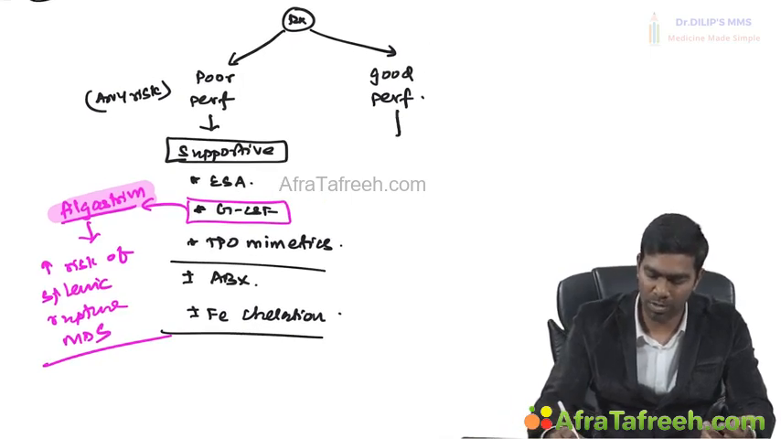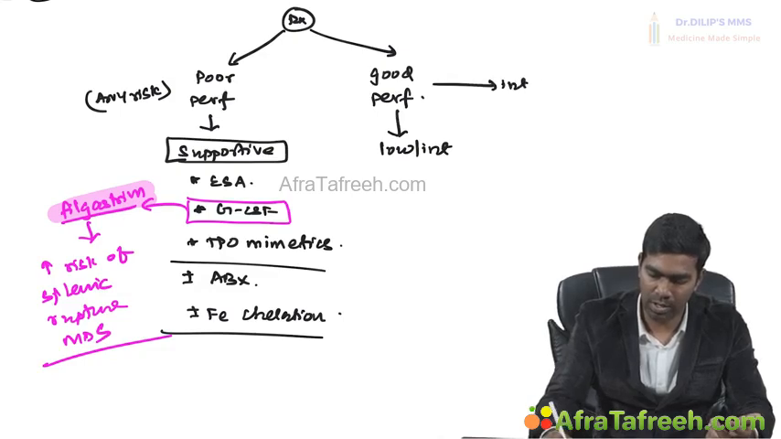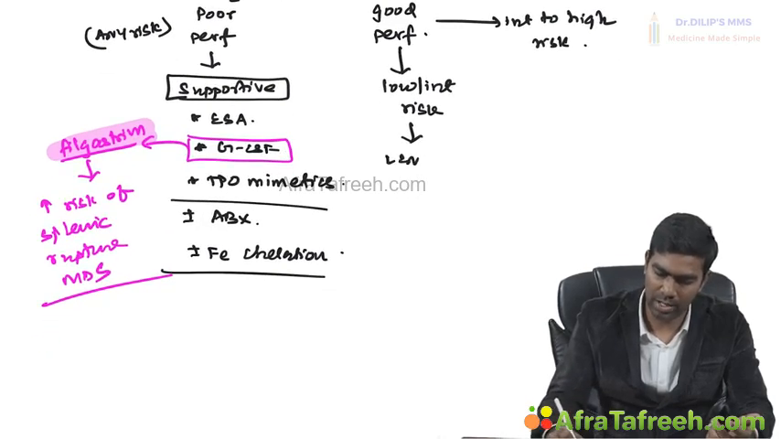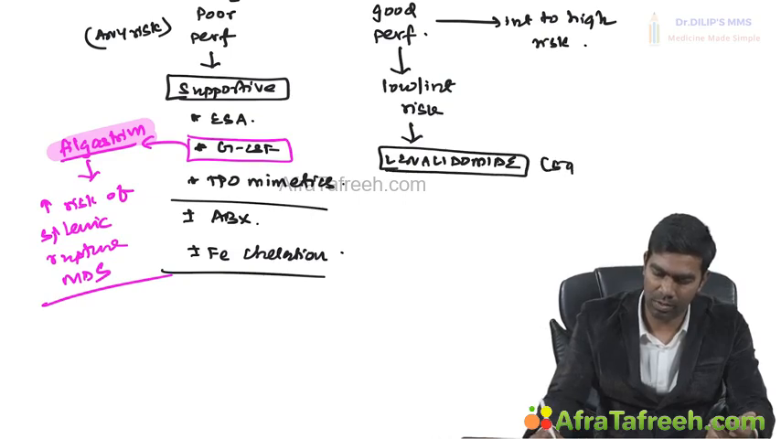If it's a good performance status, you can categorize whether it's low or intermediate risk, or intermediate to high risk. Clear? If it's low or intermediate risk, then I can use drugs like lenalidomide. This will typically work for 5q syndrome. This is actually a very good drug for 5q syndrome.